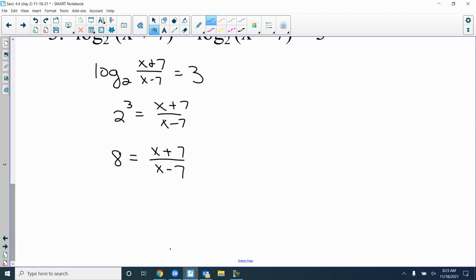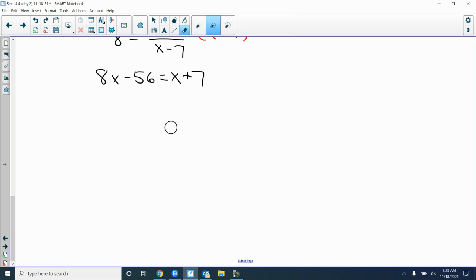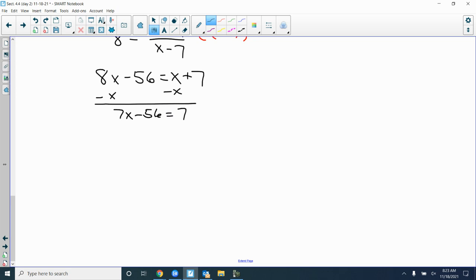All right, think about what you want to do here. I want to get rid of that fraction. I'm going to multiply both sides by that denominator, x minus 7. So I get 8x minus 56 equals x plus 7. And then I subtract x. 7x minus 56 equals 7. Add 56, I get 63. It looks like I get x equals 9.